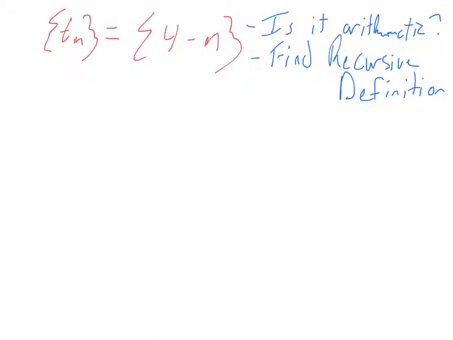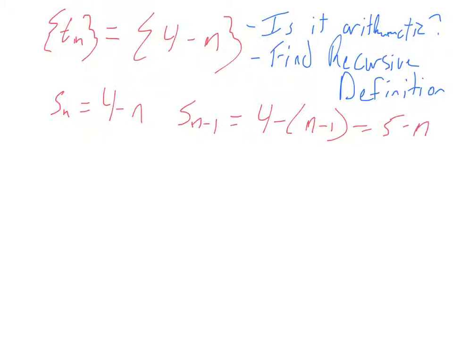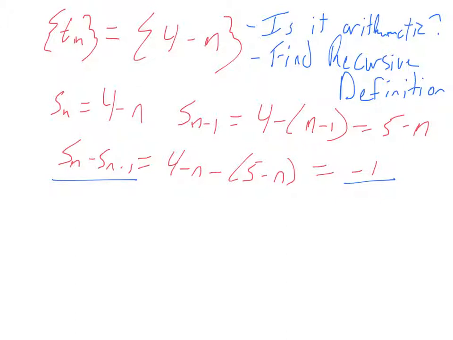All right, so first of all, is it arithmetic? The nth term of the sequence is 4 minus n. The n minus 1th term of the sequence is 4 minus (n minus 1), which is just going to be 5 minus n. And so if I do s sub n minus s sub n minus 1, I will get 4 minus n minus (5 minus n), and I will end up with negative 1. So there's your constant difference between any two subsequent terms in the sequence. So it is arithmetic.